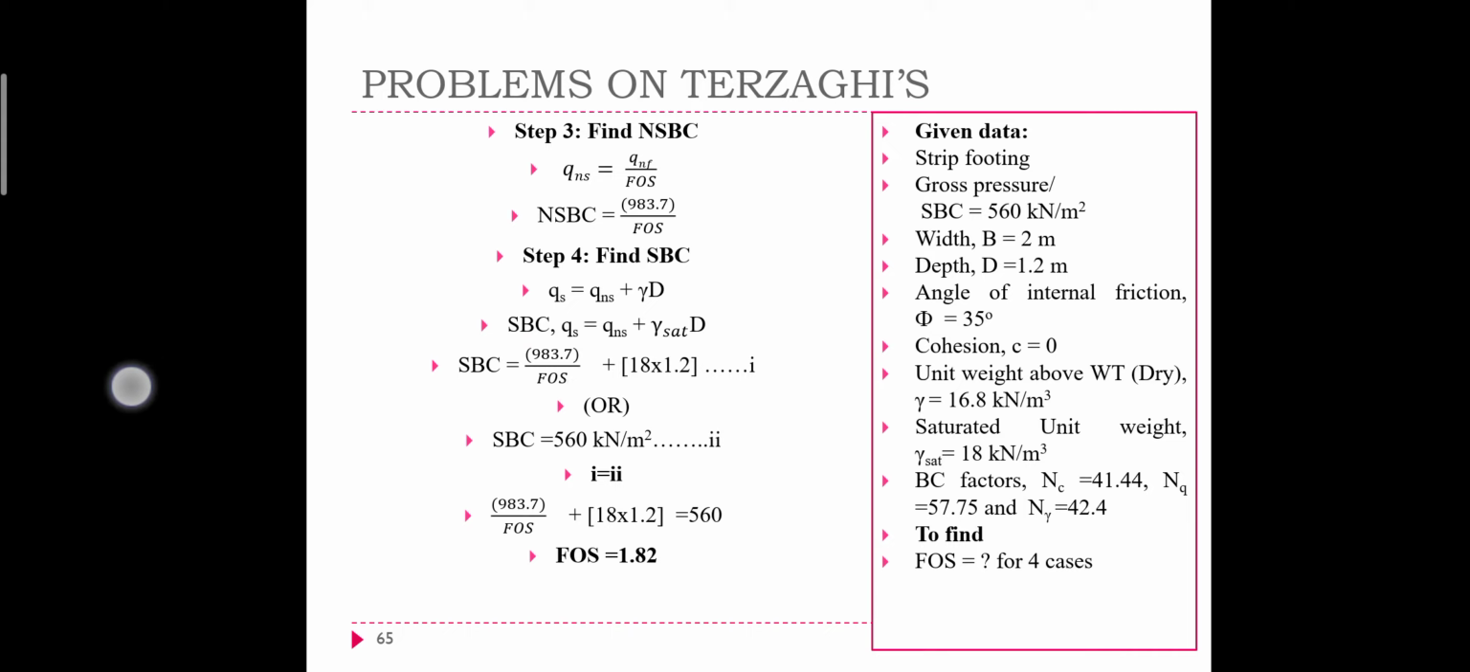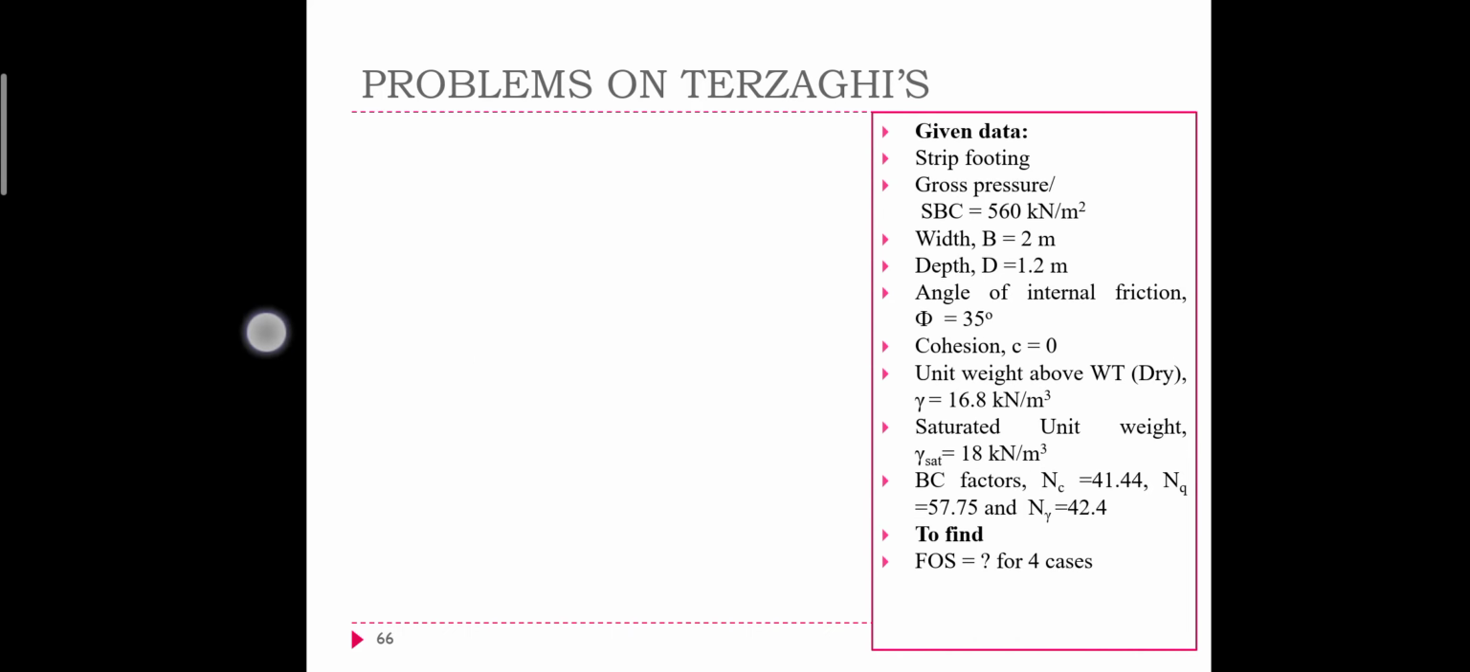So now we are moving to the third case. Third case la question என்னன்னா water table is 4 meter below the ground level. Other parameters remain the same, but now water table is changing. Water table is going to 4 meter below the ground level.